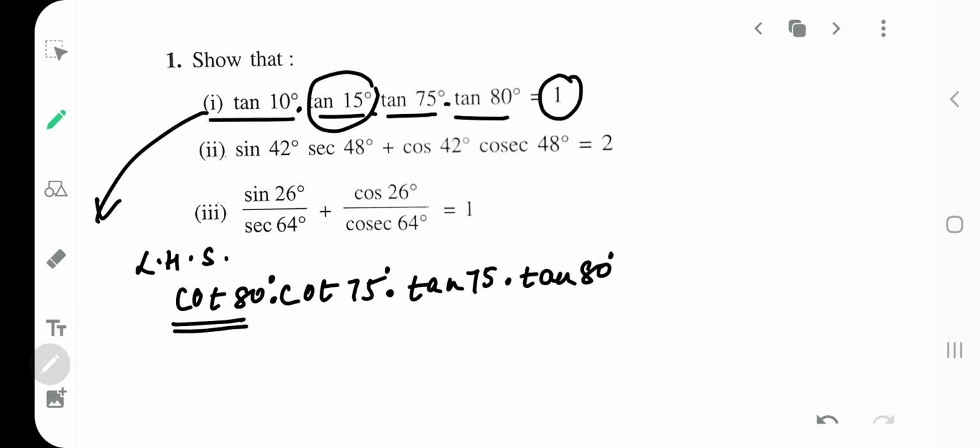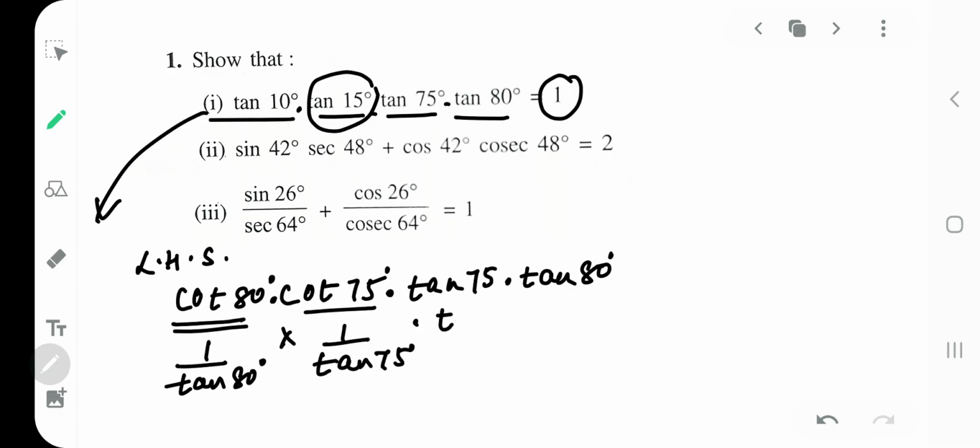For cot 80, can I write, cot is a reciprocal of tan, so can I write 1 upon tan 80? For cot 75, can I again write 1 upon tan 75? And this tan 75 and tan 80 I will not change. I'll keep it as it is because I can notice that these are eliminated. So my answer is 1.